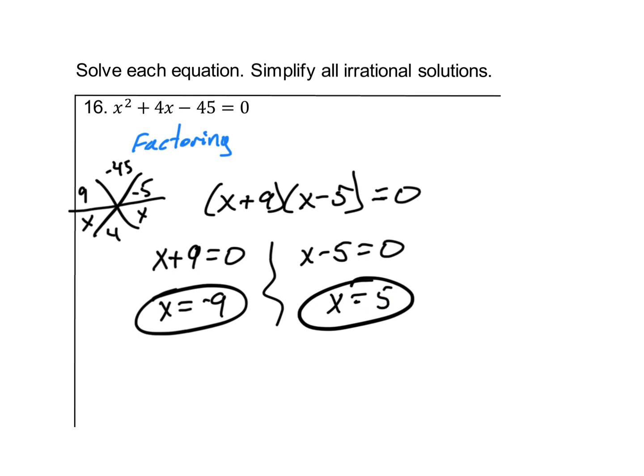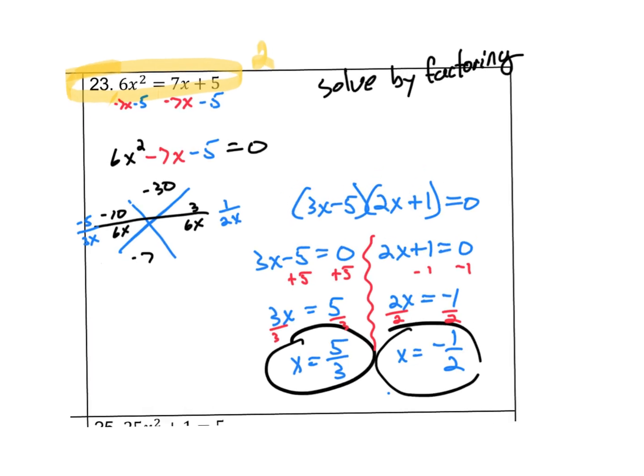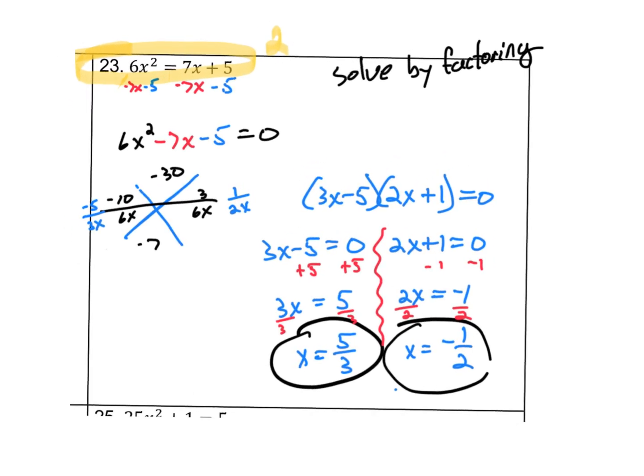All right, let's take a look at another example. So on this one, the original equation, it's 6x squared equals 7x plus 5. Basically what I did, I set it equal to 0. You can think of moving these 7x and this 5 to the left side, or we subtracted 7x from the right and from the left to keep it equal. We subtracted 5 from the right and from the left to keep it equal. And we ended up with 6x squared minus 7x minus 5 equals 0.